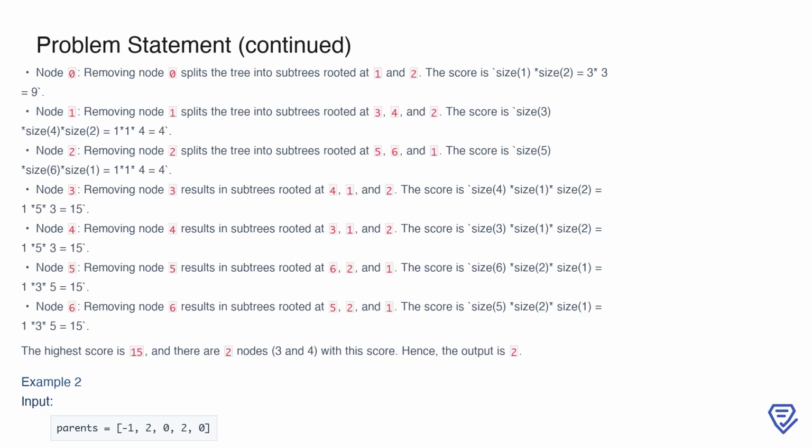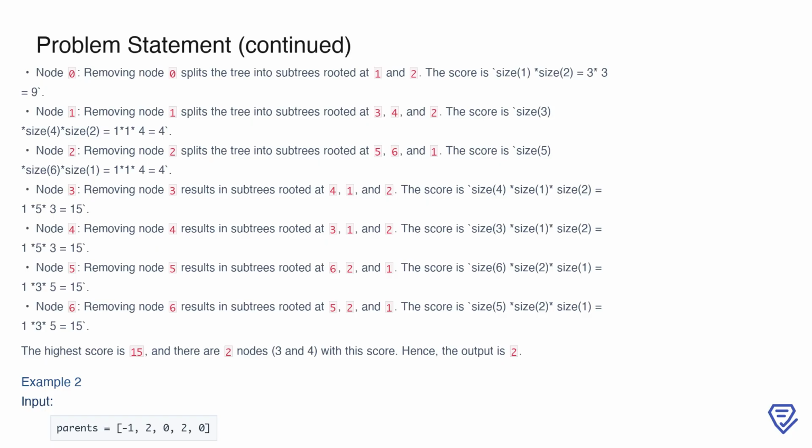For node 1, removing it creates subtrees rooted at 3, 4, and the part of the tree containing 2. The sizes of these components are 1, 1, and 4, respectively, so the score is 1*1*4 equals 4. Similarly, for node 2, removing it creates subtrees rooted at 5, 6, and the part of the tree containing 1. The score is again 1*1*4 equals 4.